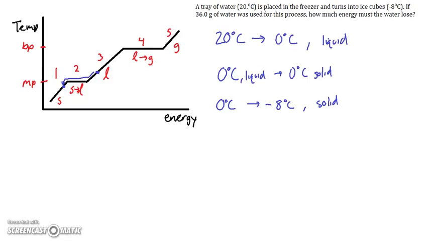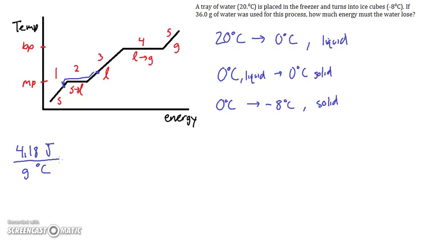Let's start with our first calculation in region 3, when we're going from water, liquid, at 20 degrees Celsius to its freezing point or melting point, 0 degrees Celsius. We know for this energy associated with the temperature change, we're going to need the specific heat, and for liquid water, that is 4.18 joules for every gram in degrees Celsius.